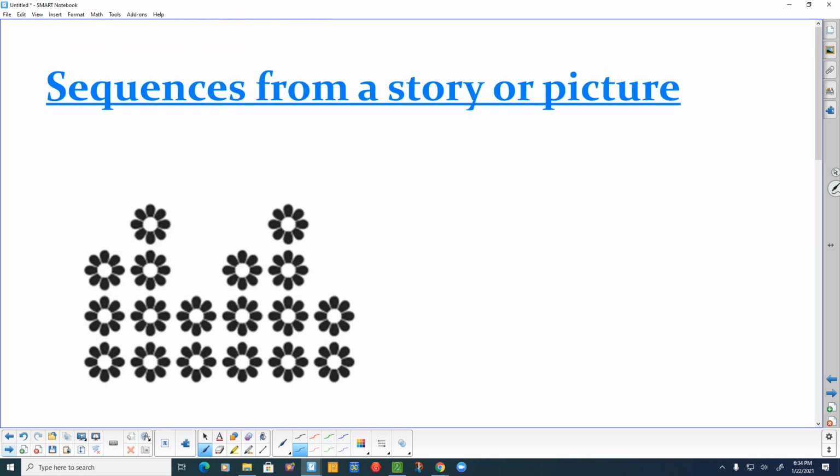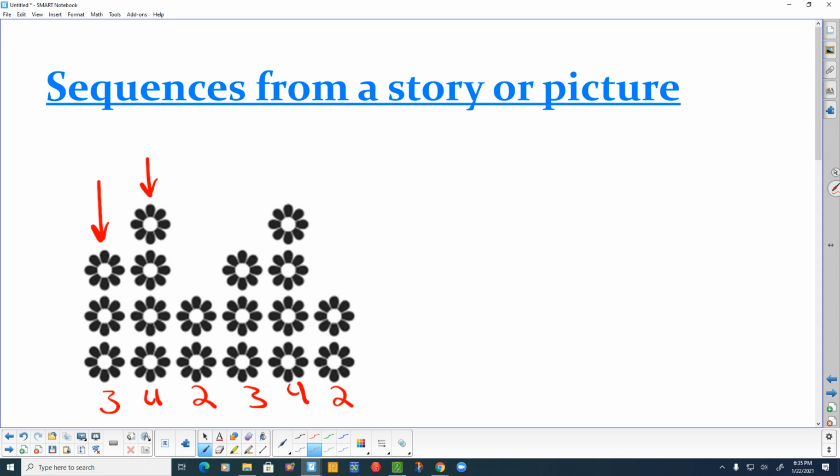Okay, last one. A sequence from a story or a picture. This is supposed to be a story about wallpaper or a design around a room. Do you see the pattern going on in the sequence? I can write the sequence as numbers. I'm looking at the column. It goes 3, 4, 2, 3, 4, 2. It looks like a repeating sequence. Can you tell what the next one is going to be?